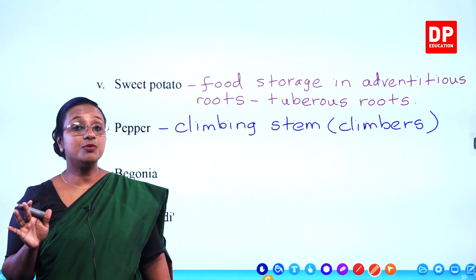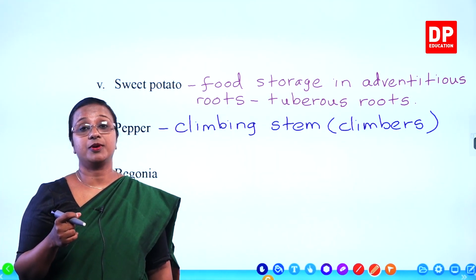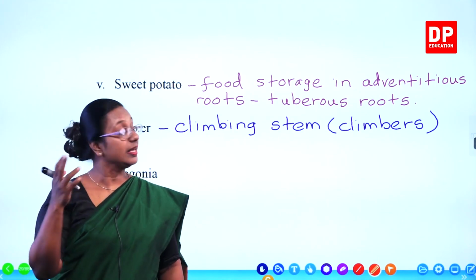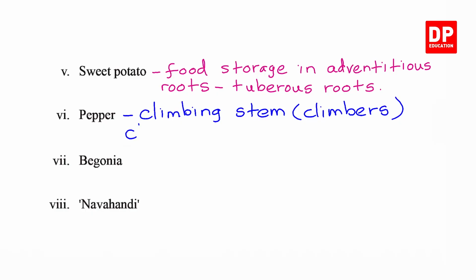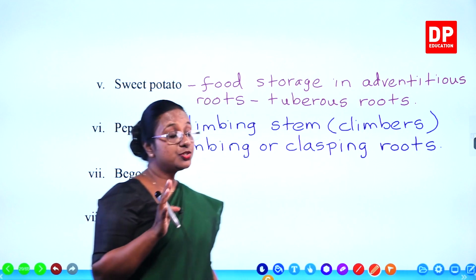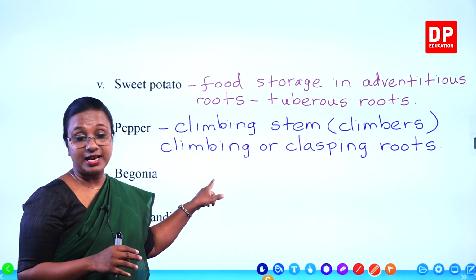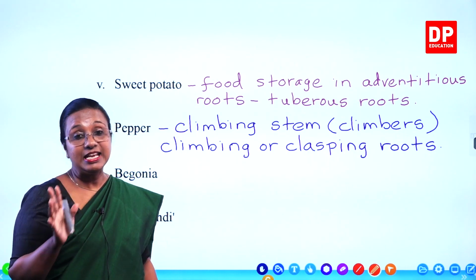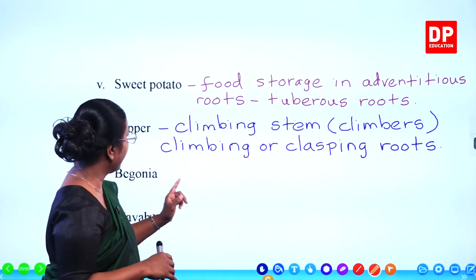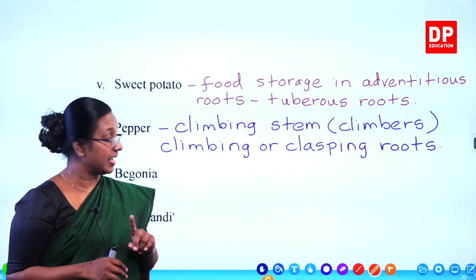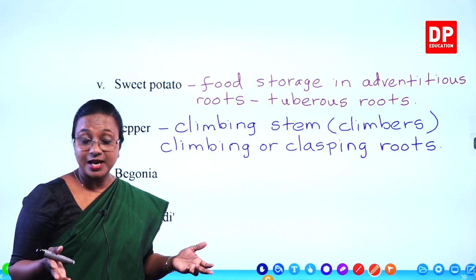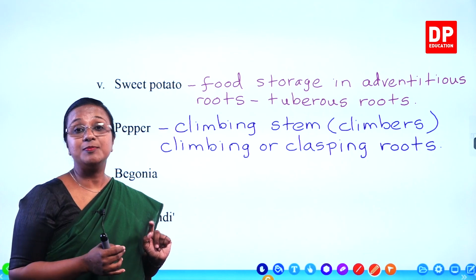What is the structure they use to climb or hold on to the support? Climbing or clasping roots. So here students, both these are related to one another. So you shouldn't just write one and leave the other one out. You have to write both. Why? Climbing stem is an adaptation of the stem. Climbing or clasping root is an adaptation of roots. So you have to write both characters.